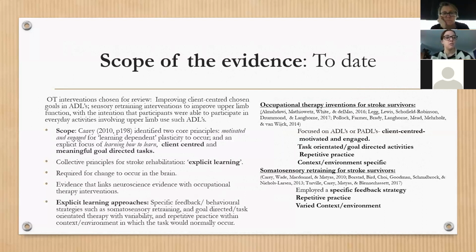Supported by the evidence in the literature reviewed, occupational therapy interventions for stroke survivors focus on ADLs or PADLs. However, the tasks within these are client-centred, and chosen by the participant. So the participant is motivated and engaged. They are task-orientated and goal-directed activities and undertaken with repetitive practice and within the context environment in which they would normally occur. These are all identified principles that are required for neuroplasticity to occur and are required under the explicit learning approach. The somatosensory retraining is a specific feedback strategy that produced positive results on MRI scans post-intervention and from participants' improvement on post-treatment outcome measures.